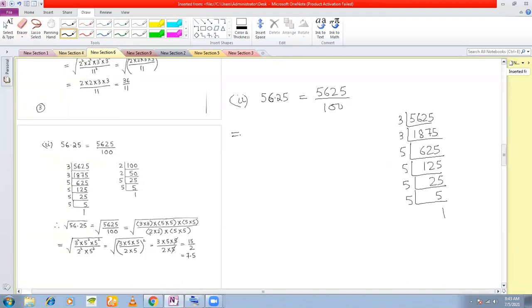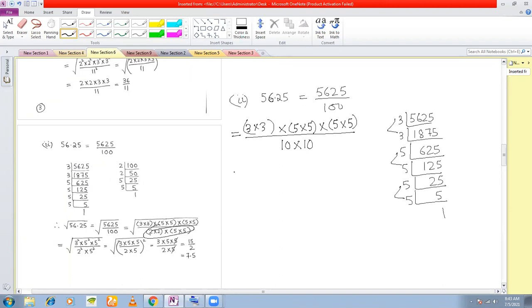So therefore this 5625 can be written as 3 into 3, this pair, this pair, this pair, into 5 into 5 into 5 into 5. And you can prime factorize 100 also, or you can directly write it as 10 into 10. No problem. Although I have prime factorized here, 2 into 2, 5 into 5, this time let's write it as 10 into 10. Let's see what happens.